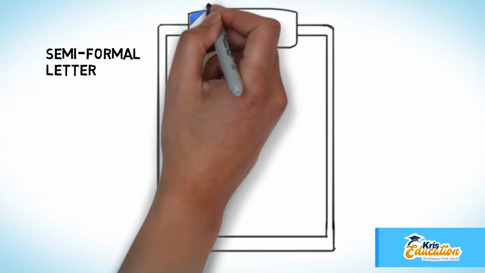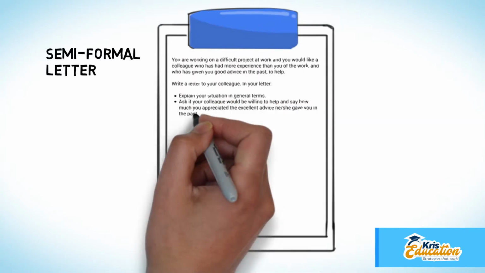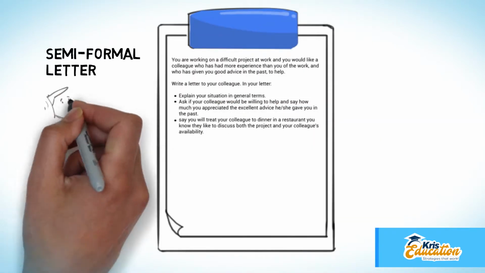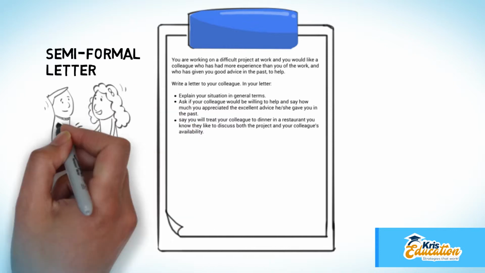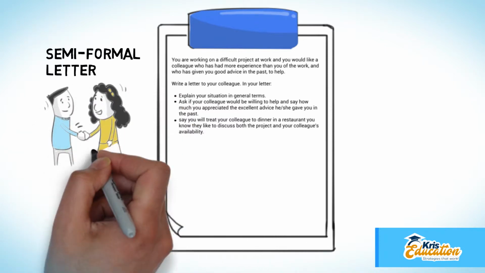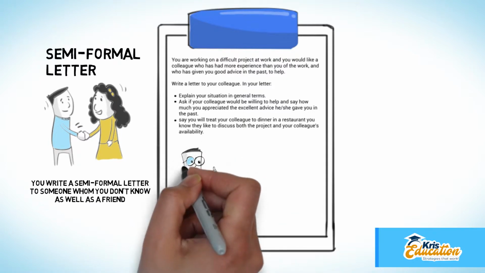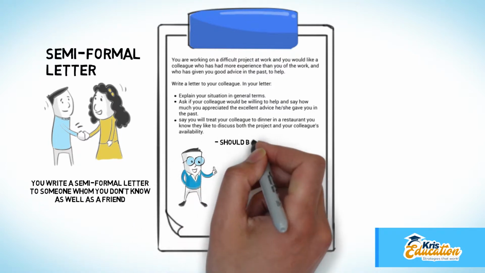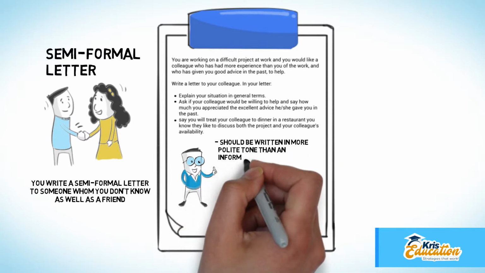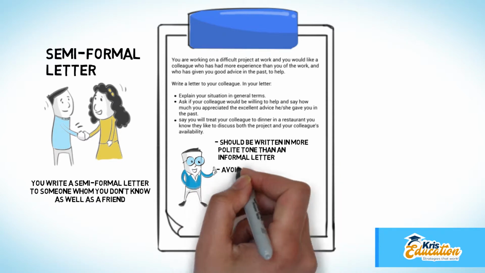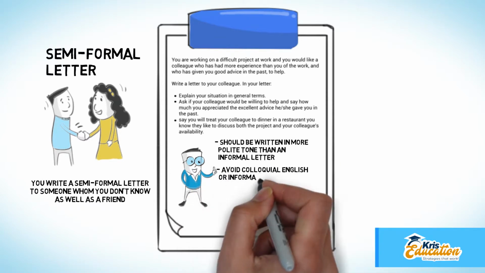This next example shows a semi-formal letter. You write a semi-formal letter to someone you do not know as well as a friend, for example a colleague or a neighbour. A semi-formal letter should be written in a more polite tone than an informal letter. This means that you should avoid colloquial English and abbreviations.